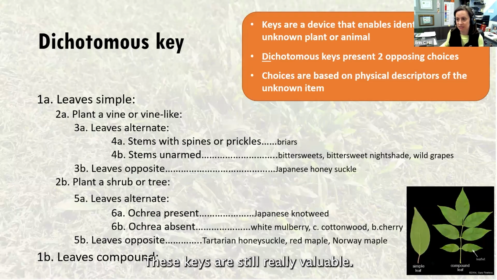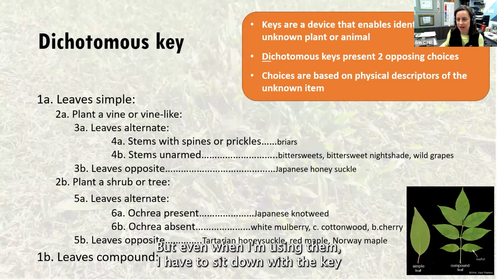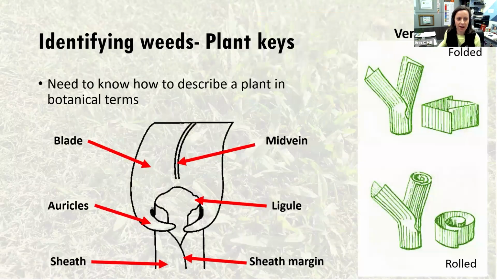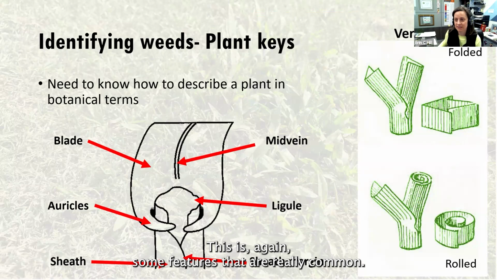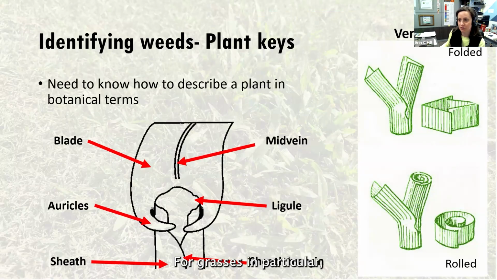These keys are still really valuable. I'll talk about a case later when that's the case. But even when I'm using them, I have to sit down with the key and then a botanical dictionary to try and figure out what's going on. This is again some features that are really common, and we'll talk about this later with some grass photos. For grasses in particular, those are very difficult.